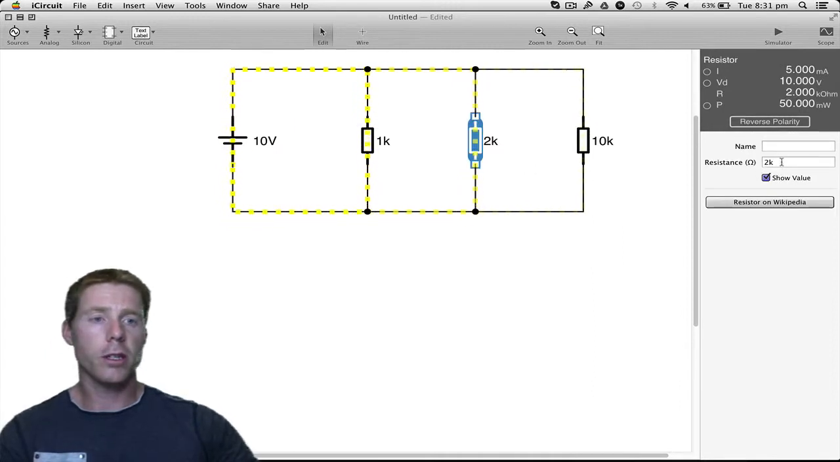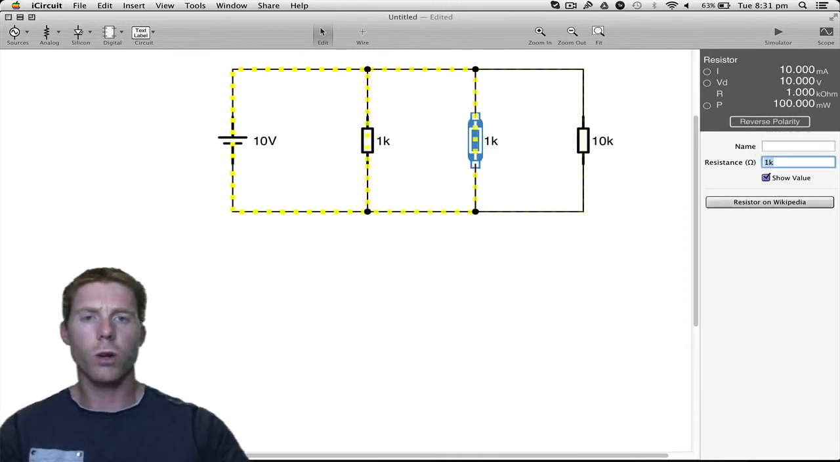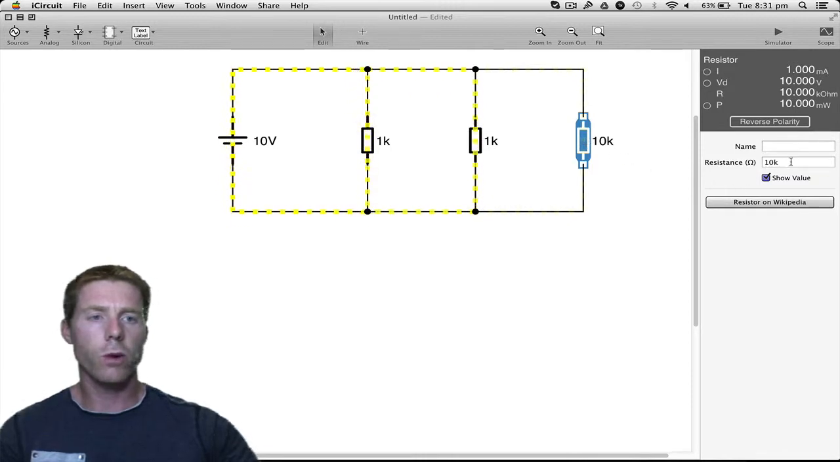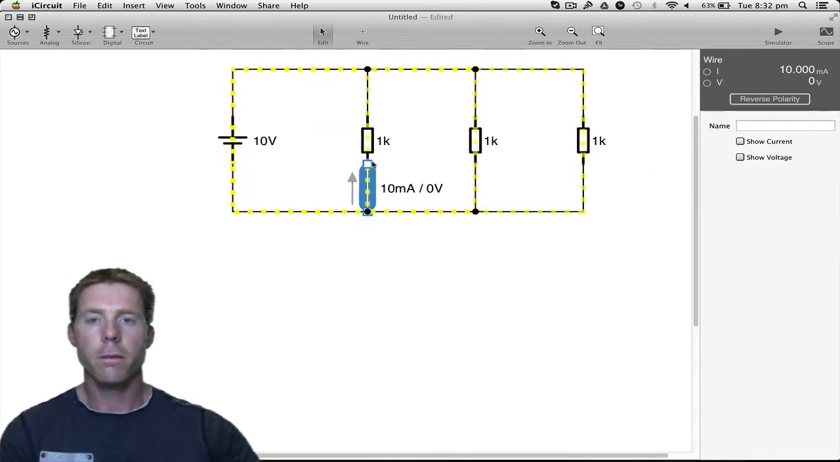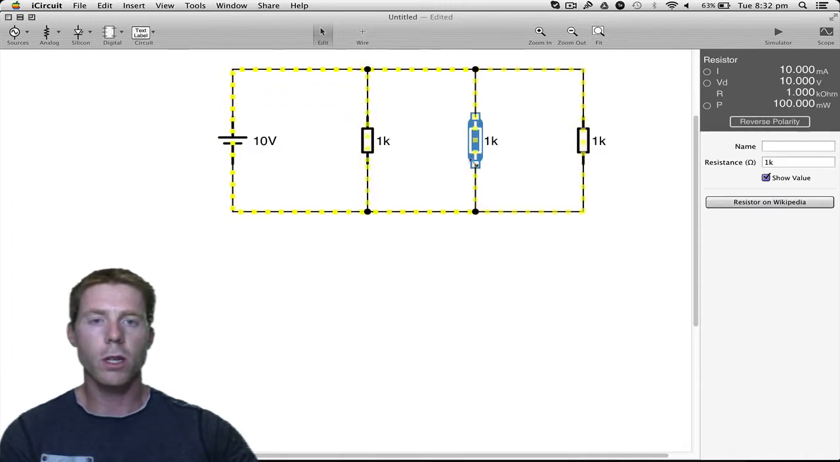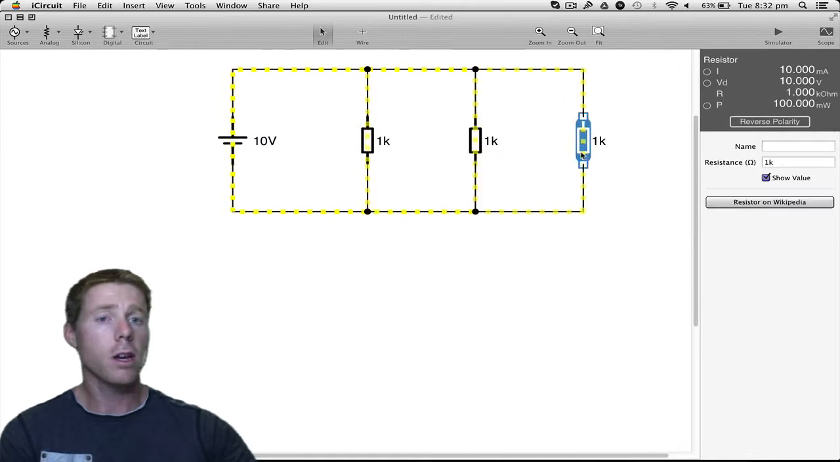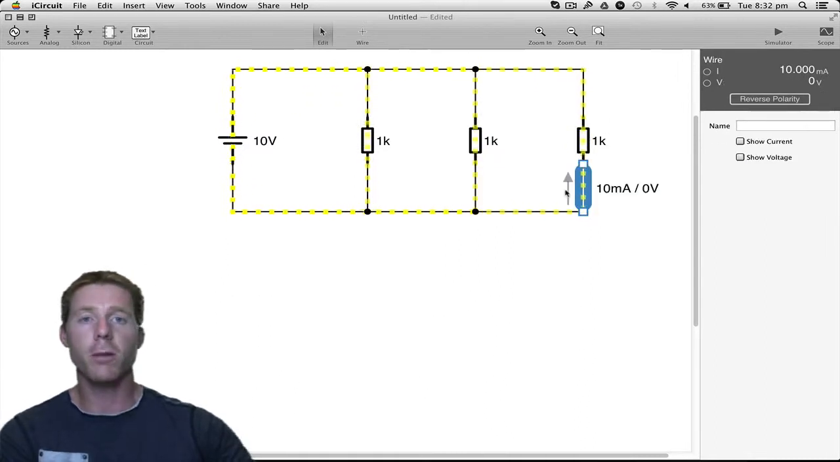Now let's say we train this guy up and he gets a lot faster, we get 1K there, and then this guy, they really fast track him and they train him up, so here's 1K. 10 volts, 1K, 10 milliamps. 10 volts across here, 1K, 10 milliamps. 10 volts across here, 1K, 10 milliamps.